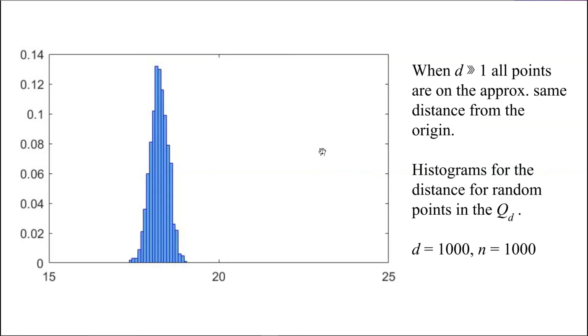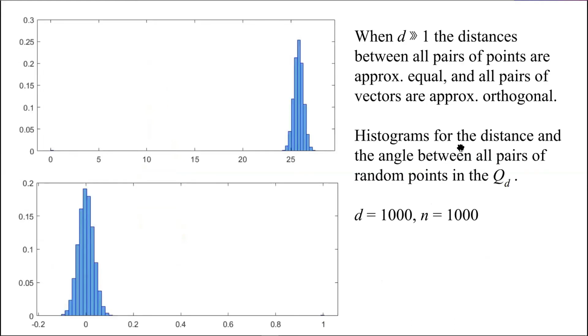Here you can see the histogram for the distance for random points in the unit d-dimensional cube. You can see that the distance is concentrated around this quantity. So when the dimension is high, all points are at approximately the same distance from the origin. Here you can see histograms for the distance and the angle between all pairs of random points in the d-dimensional cube. This histogram is for distances between all pairs of points, and you can see that all distances are close to the quantity, approximately 25 or 26. And this histogram is the cosine of the angle between all pairs of vectors. You can see that almost all vectors are orthogonal.